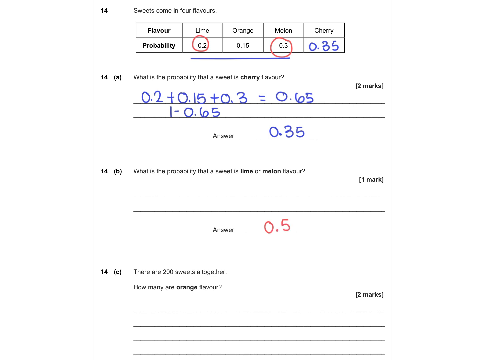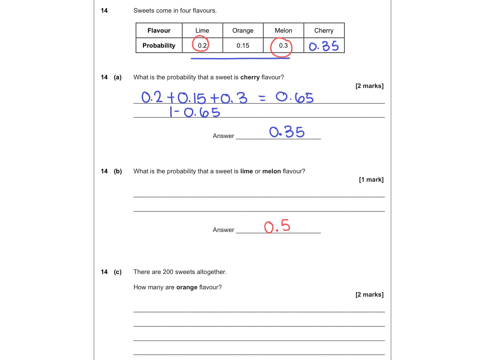And then lastly, probably one of your least favorite questions, because you guys do the weirdest things, and I really would like to know why, but that's okay. There are 200 sweets altogether. How many of them are orange? Well, the probability of getting orange, or the percentage of getting orange, is 15%, 0.15.